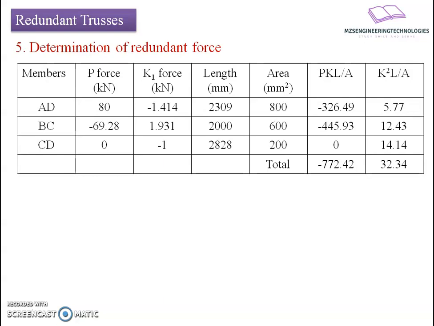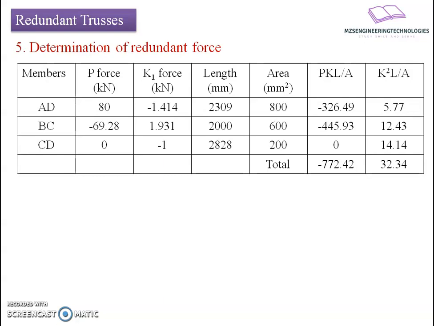We have three members. P forces, we have found P force AD as compressive in nature, that's a positive 80. BC as tensile in nature, minus 69.28, and we have taken CD as 0, meaning the effect of CD we have neglected, we have removed it from the analysis. Now in K1 force we have minus 1.414 because here AD has carried a tensile nature, whereas BC is in compressive nature of magnitude 1.391, and we have applied a unit load which was in tensile nature, that's why minus 1. Length of the members we can find from the geometric relation.